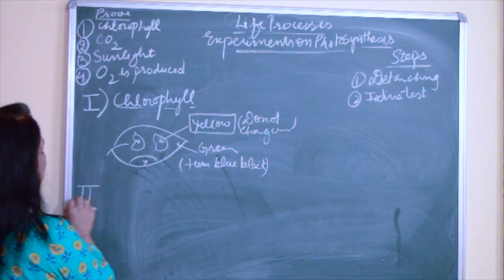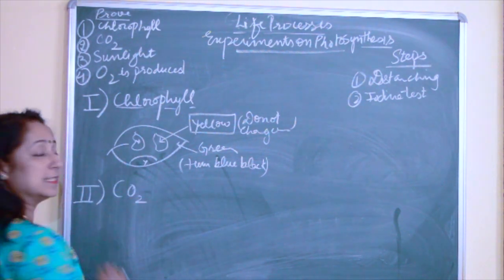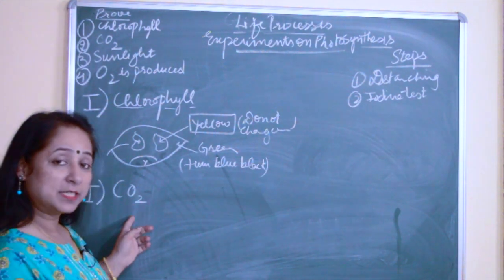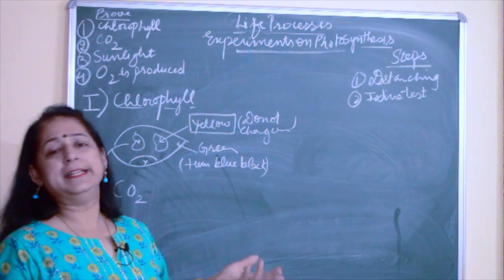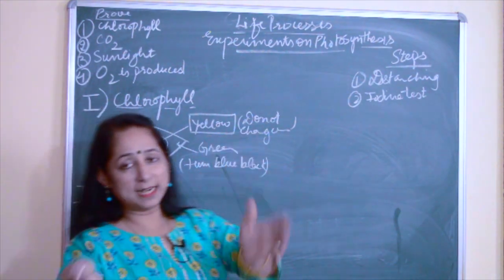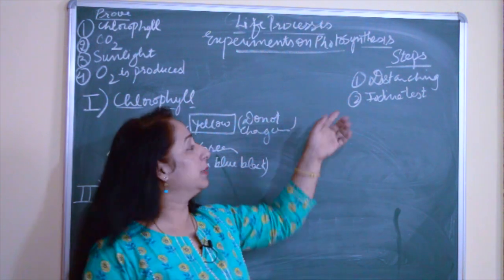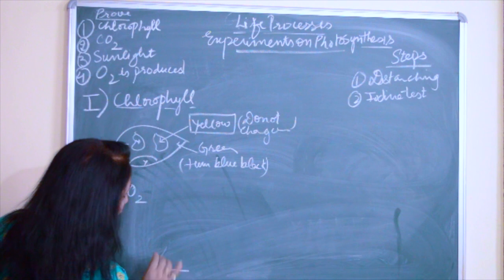Let's see the second experiment. Second experiment is to prove that carbon dioxide is necessary for photosynthesis. What do we do here? For this experiment, we take a normal plant. We don't have to take a variegated or any other type. We take a normal plant, and what do we do? Again, we take that pot, keep it in dark for 24 to 48 hours and take it. Matlab we have destarched.